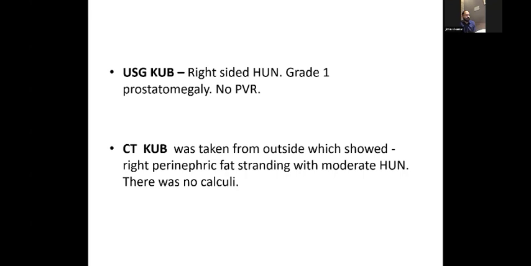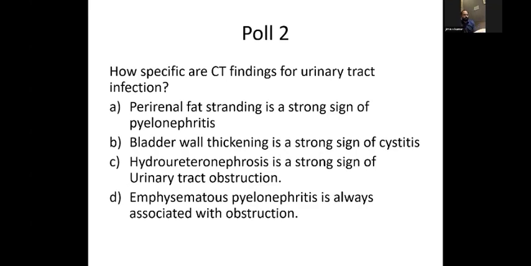So the CT KUB was done, which he had done from outside, and this showed a right perinephric fat stranding with moderate hydroureteronephrosis. This showed there is evidence of obstruction, but however there were no calculi noted. So going on to the next poll. This is one of the things we see quite commonly. It's this CT finding of renal fat stranding.